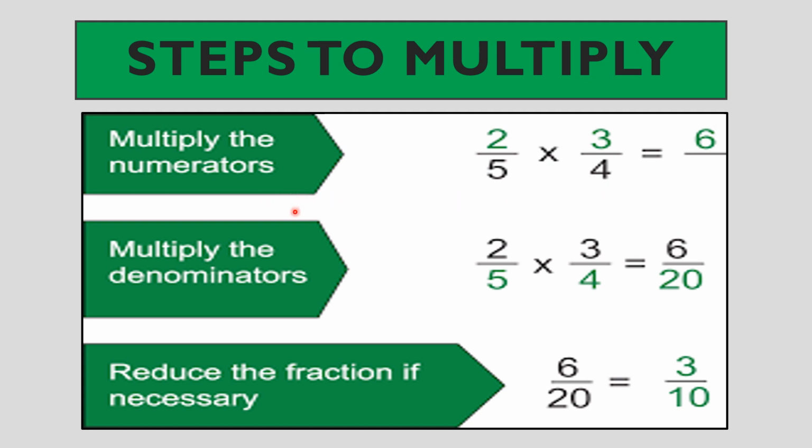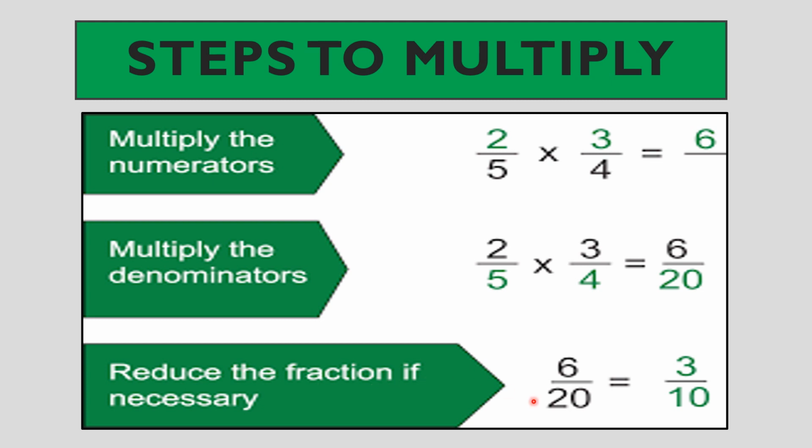Simply, what we have to do is multiply the numerators. What are the numerators here? 2 and 3. These two are unlike fractions, 2 by 5 and 3 by 4. You can see both the denominators are different, so they are unlike fractions. The first step is to multiply the numerators: 2 into 3, 6. The next step is to multiply the denominators: 5 into 4, 20. Now you write them together, 6 by 20.